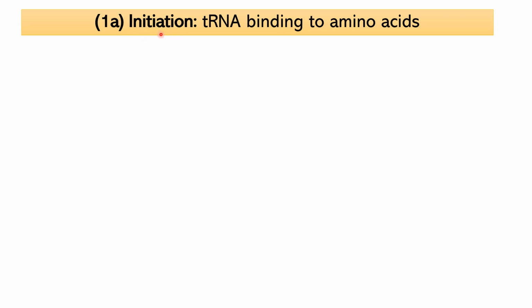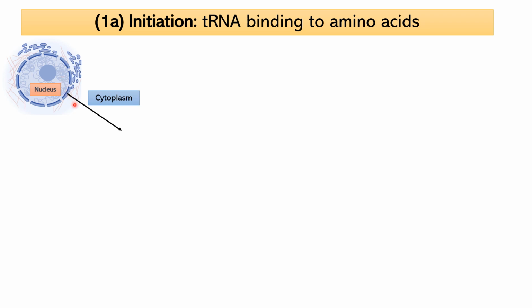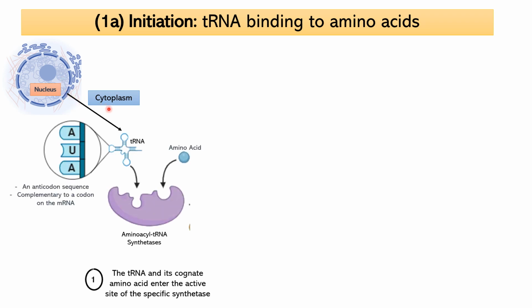Okay, so initiation is the first stage of translation, and there are 2 main parts of initiation. I call them 1A and 1B. 1A of initiation is tRNA binding to amino acids. Within the nucleus, tRNAs are transcribed, and once they are processed and become mature tRNAs, they move out of the nucleus into the cytoplasm.